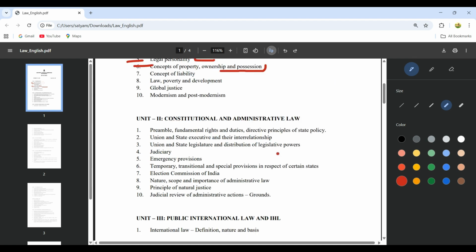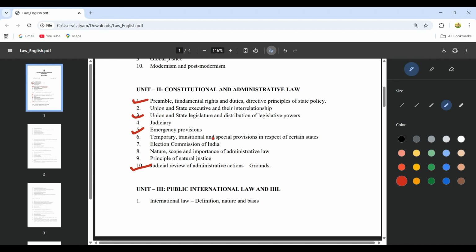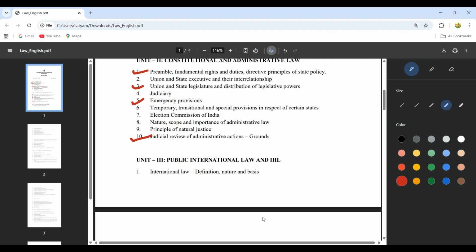Now, if we look at the second unit, constitutional and administrative law, four topics are very important. The first is preamble, fundamental rights and duties, directive principles of state policy. Apart from that, union and state legislature and distribution of legislative powers. Then we have emergency provisions and judicial review of administrative actions. So if you cover these four topics under this unit, you can score good marks in this particular section.